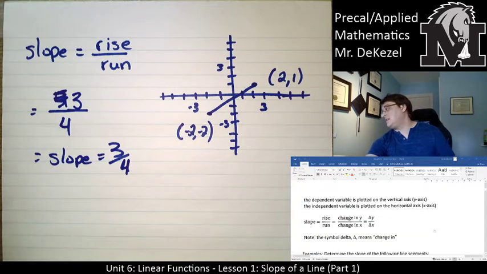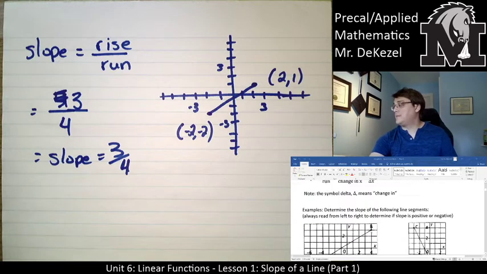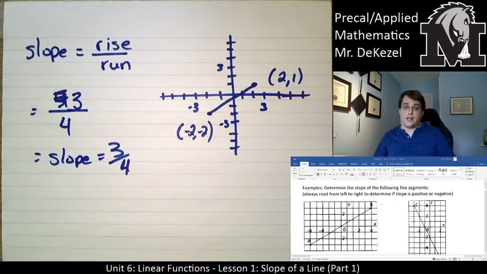You can see in your document, we plot the dependent variable on the y-axis and the independent variable on the x-axis. And then the slope is the rise over run. It is the change in y over the change in x. That little triangle, delta, means change in. So when we say change in y, that is the rise. And when we say change in x, that is the run. So some examples here. I know they're not the best diagrams, but that's okay.